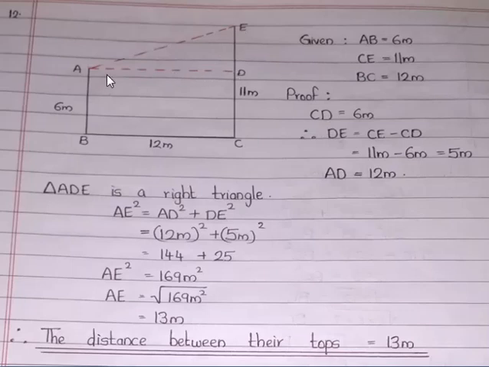Now you can see a right angled triangle here. So you can apply Pythagoras theorem here. After applying Pythagoras theorem, you will get the distance between the top of the buildings. This is the top point of the first building, and this is the top point of the second building. So you can calculate AE, that is 13 meter. The distance between their tops is equal to 13 meter.